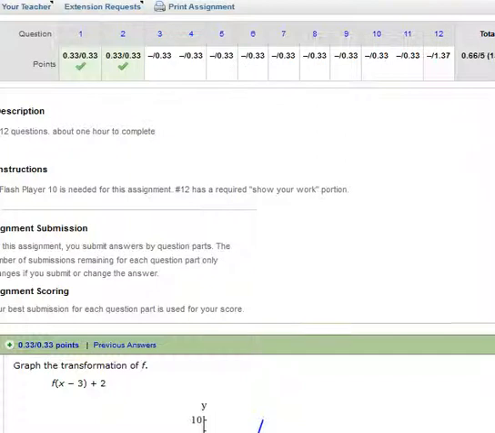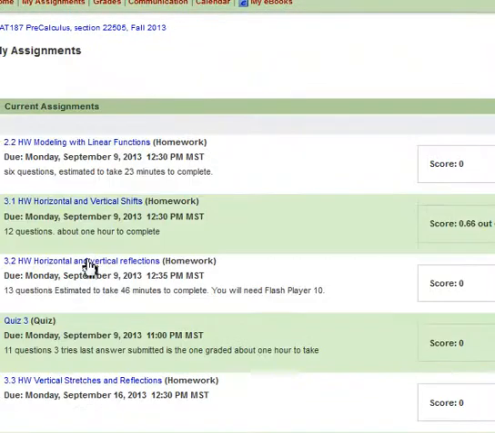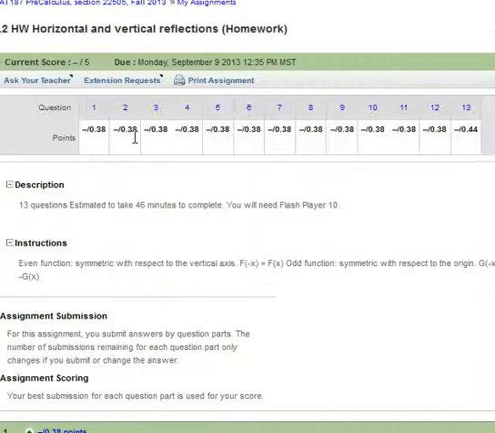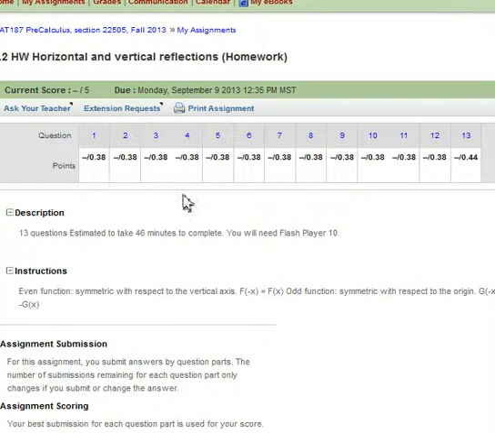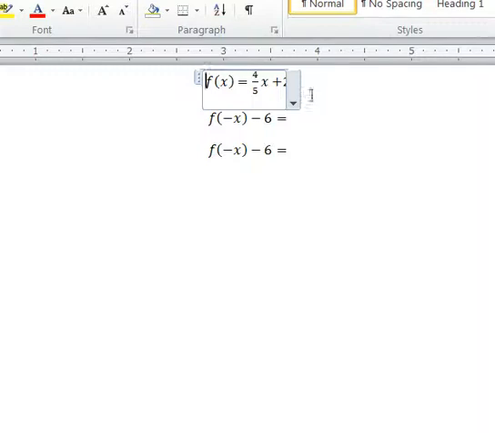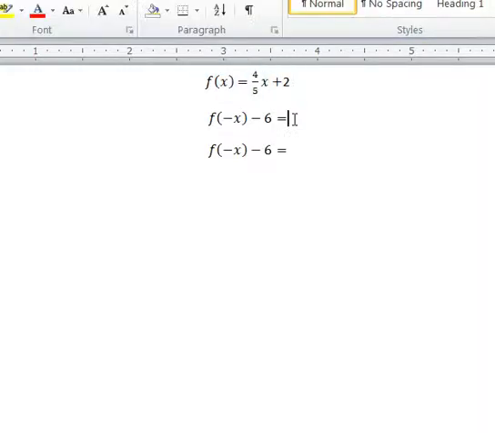Alright, I'm going to go to section 3.2 now. So if I come up here to my assignments, I can do the same thing with 3.2. And I'm hoping they still have the same equation for number 2, because that's what I typed in. They randomized it. Okay. So I'm going to have to change my equation here. So they took 4/5 x plus 2. Okay, oh good, that was right. Oh good, they didn't change it.